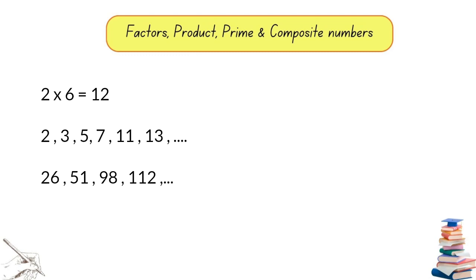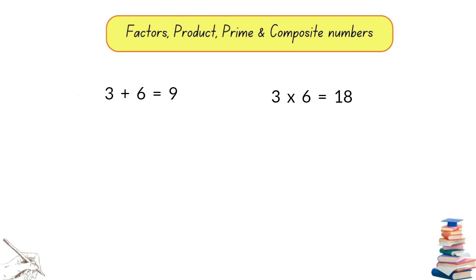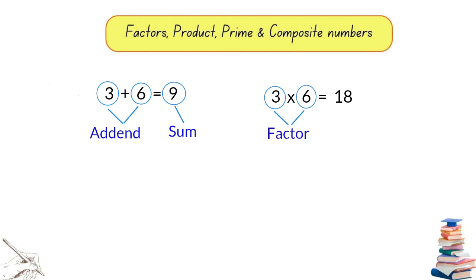We are going to discuss in detail and understand factors, product, prime numbers, and composite numbers. In mathematics, everything has a name. When you add two numbers, each of the numbers is called an addend, and the answer is called the sum. When you multiply two numbers, each of the numbers is called a factor, and the answer is called a product.